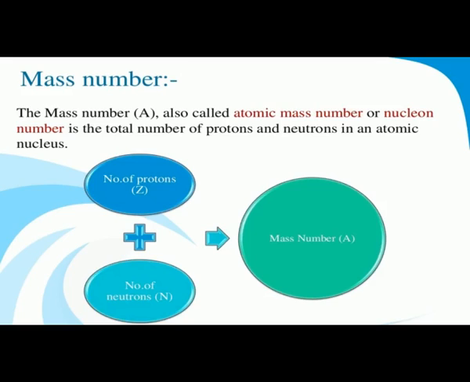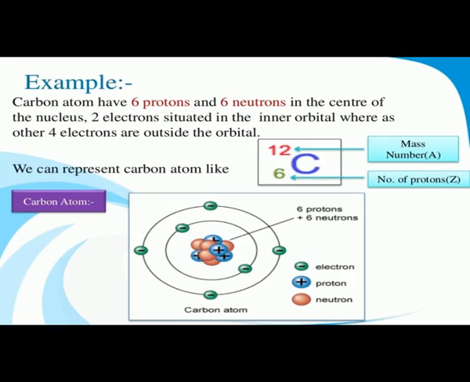We will see mass number with an example. Here we are taking the example of the carbon atom. Carbon has 6 protons, 6 neutrons and 6 electrons. Protons and neutrons are present in the center of the atom, and electrons revolve around it. So the 6 protons and 6 neutrons are present in the nucleus, and of the 6 electrons, 2 are present in the inner orbit and 4 are present in the outer orbit of the carbon atom.